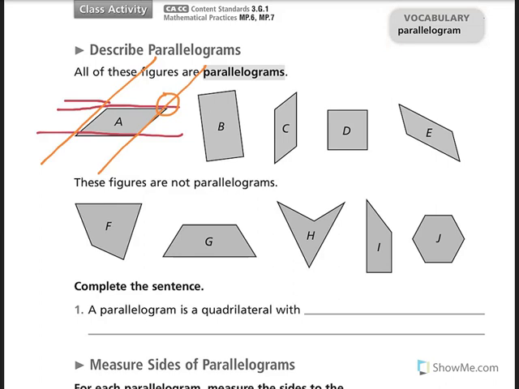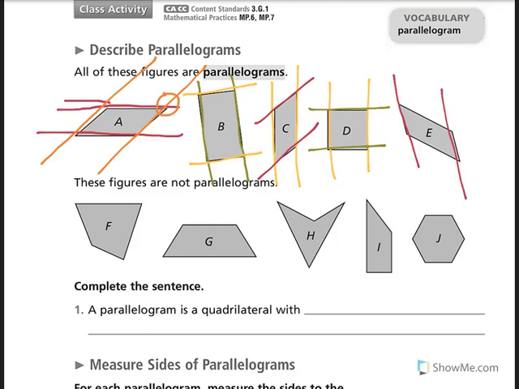So let's look right here. These opposite sides would never touch. These opposite sides would never touch. These opposite sides wouldn't touch. These opposite sides wouldn't touch. Same thing here. Not touching each other, going on forever and ever.